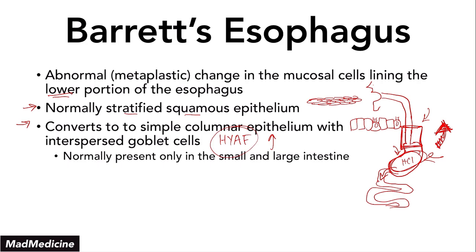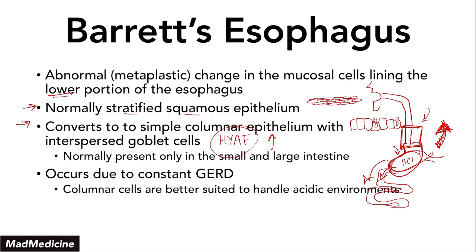So Barrett's esophagus is going to occur due to constant GERD, gastroesophageal reflux disease, where you have the acidic environment, the hydrochloric stomach acid being refluxed into the esophagus, something our esophagus is actually not really prepared for, because physiologically, our stomach acid goes downwards right into our small and large intestines, okay? So the columnar cells, like I said earlier, are going to be better suited to handle the acidic environment.